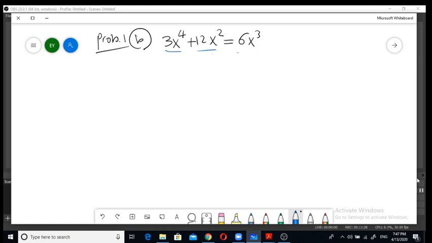We have a polynomial equation. According to the previous steps, we have to rewrite the equation in the form of p of x is equal to 0. Then 3x power 4 plus 12x squared minus 6x cubed is equal to 0. We are going to rearrange according to the degree: 3x power 4 minus 6x cubed plus 12x squared equal to 0.